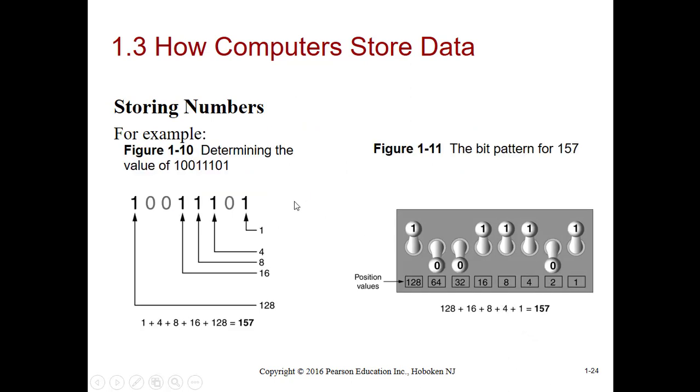Let me go back for a minute. All right, so that's where they come up with the number 157 here. The first bit is on. That represents a 1. Then the third bit represents a 4. Fourth, 8. Fifth, 16. And then the last one is 128. So you add them together, that's 157.